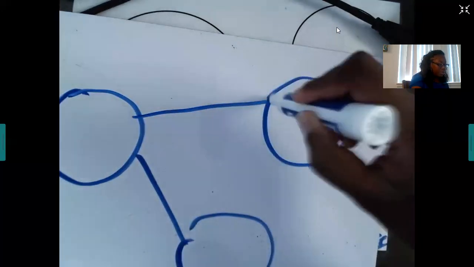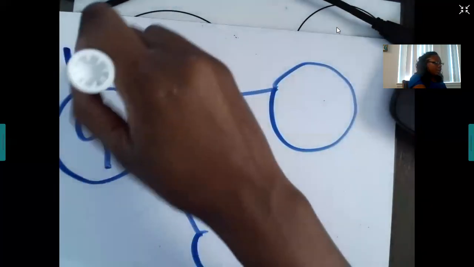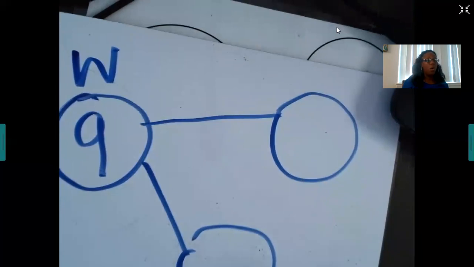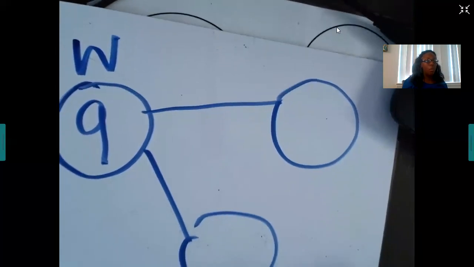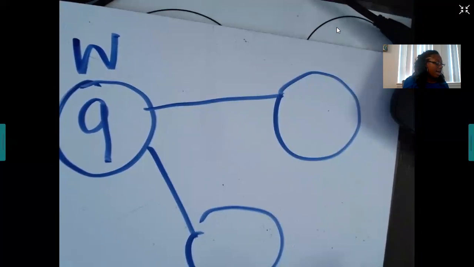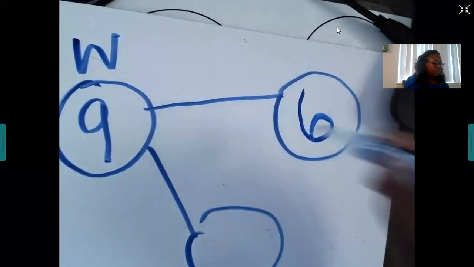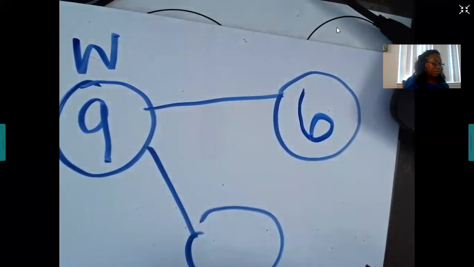I'm going to draw my number bond. And remember, our 9 is our whole, and we can find our parts when we know our whole is 9. I think I'm going to use 6 as a part and 3 as a part.